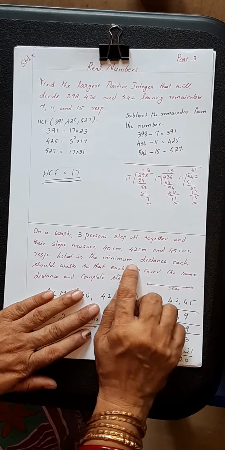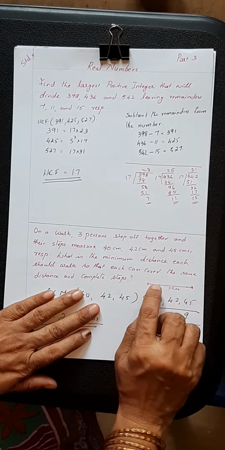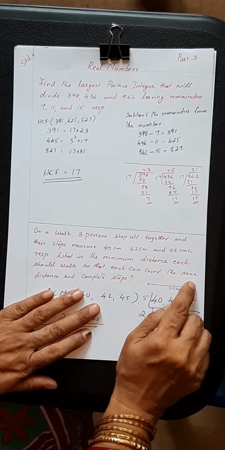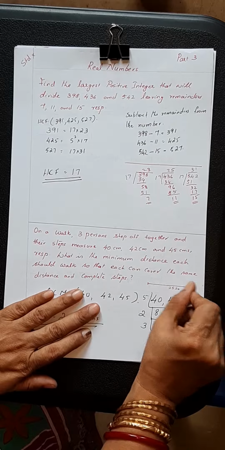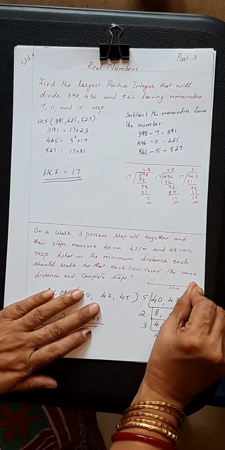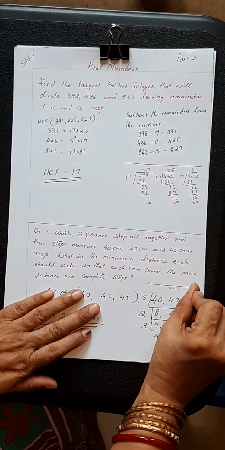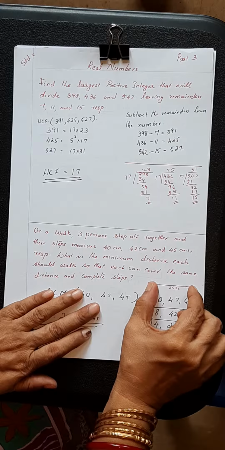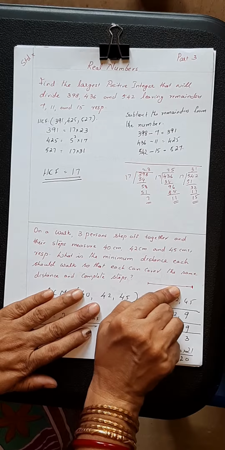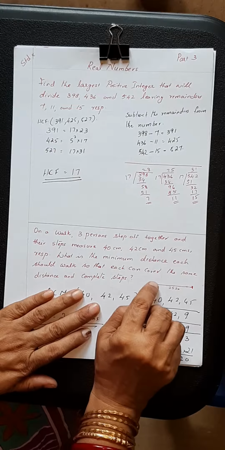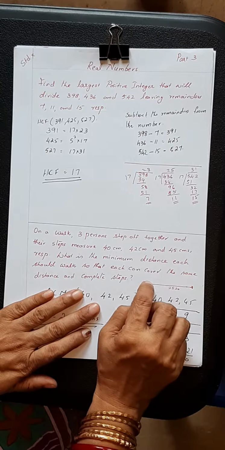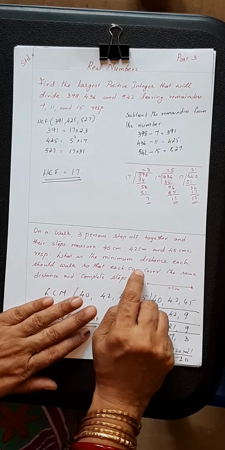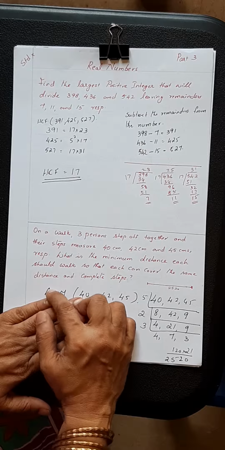Now we have to find the minimum distance where they will complete the same distance and even their steps will be completed. That means when they reach here, the first person would have completed 40 centimeters and will end here. Similarly, 42 centimeters will end here and 45 centimeters also will end here at this particular distance. So that is what we have to find. So we have to go for a higher length, so we have to go for multiples. So we will find the LCM.